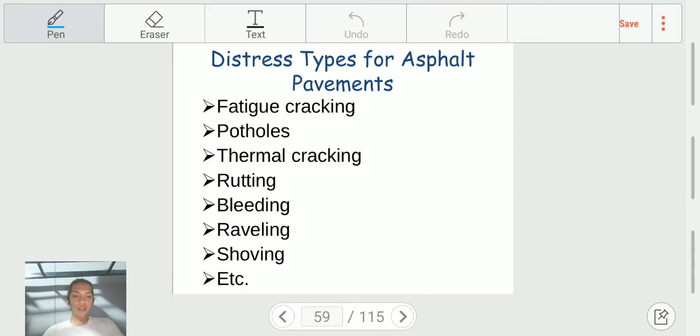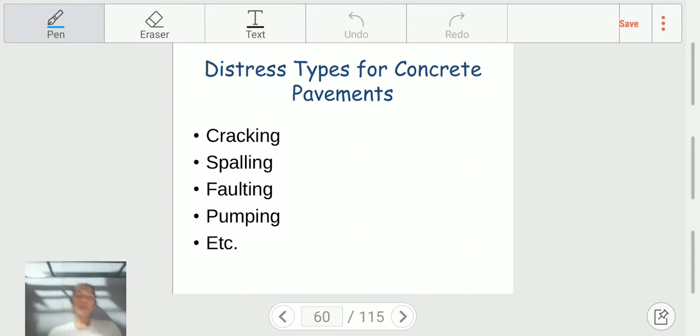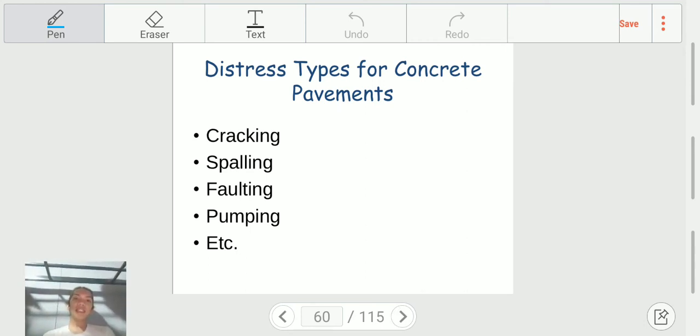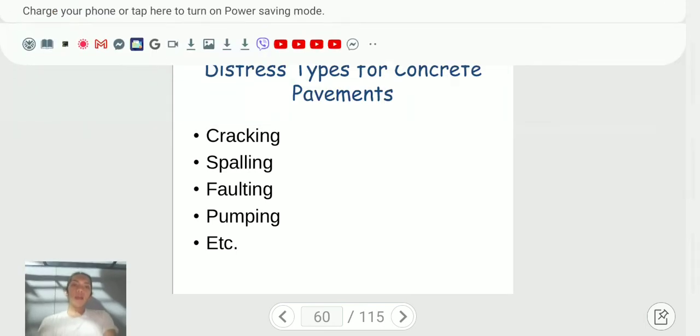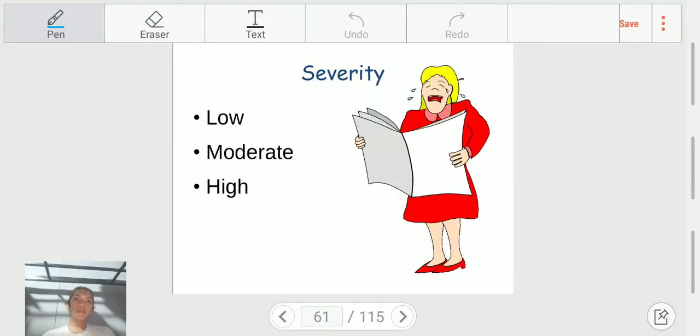One method of measuring static deflection is the Benkelman beam, which is a simple hand-operated device designed to measure deflection response of the flexible pavement to a standard wheel load. So the distress types of concrete pavements include cracking, spalling, faulting, pumping, etc. So here, severity: low, moderate, and high.